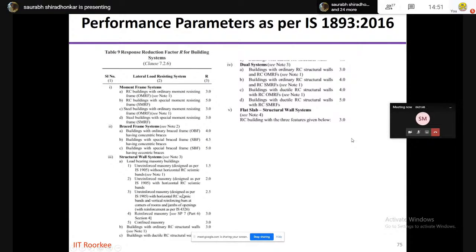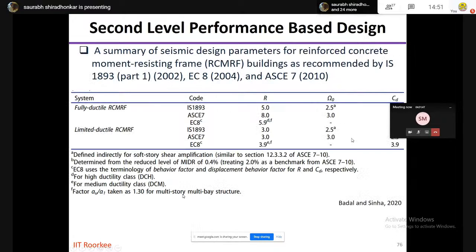These are the response reduction factors given in IS 1893. These are the response reduction factors given in various codes. If you look at IS 1893, the response reduction factor for a ductile reinforced concrete moment resisting frame is 5. However, that given in ASCE 7 is 8. So ASCE 7 actually has a larger response reduction factor compared to IS 1893.